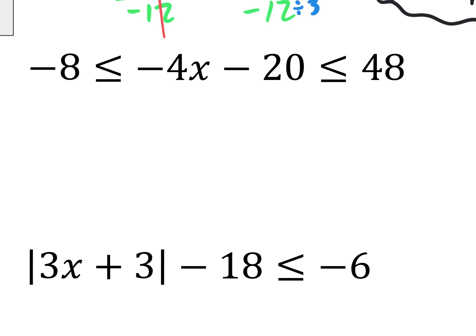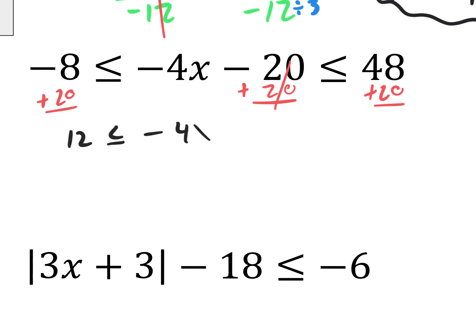But instead of just there being this side and that side, whatever you do to the middle, you do to both outside sides. So you're still going to add 20 first and add 20 over here, but you've got to also add 20 over here. So your new compound inequality becomes 12 is less than or equal to negative 4x is less than or equal to 68. And now you want to get rid of the minus 4 in front of the x, which is multiplication. So you're going to divide by negative 4, divide by negative 4, divide by negative 4.